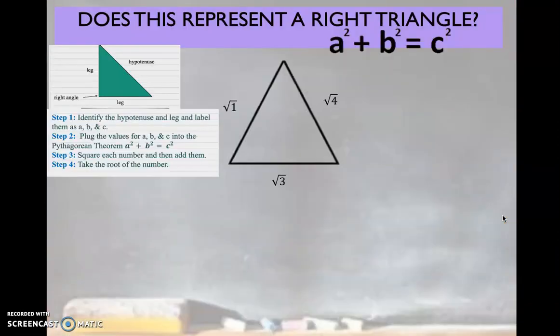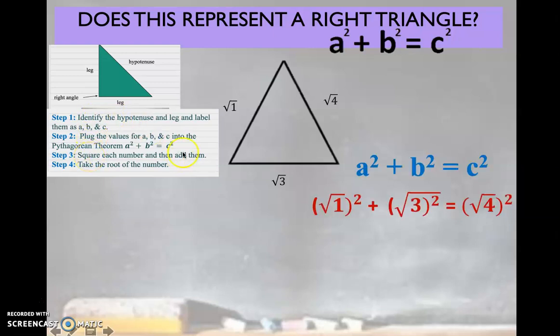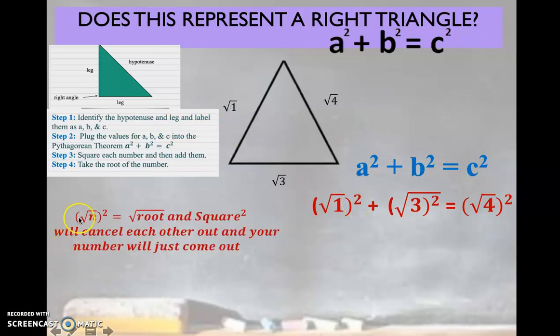Let's take this one for example. If I have a triangle with the side lengths of the root of 1, the root of 3, and the root of 4, go ahead and determine if it's a right triangle. We're going to use these steps. But remember, notice I put it in a squared plus b squared equals c squared. The root of 1 squared is just going to come out the number. So if I have the root and a number, square it, the root and the square will cancel each other out, and your number will just come out.